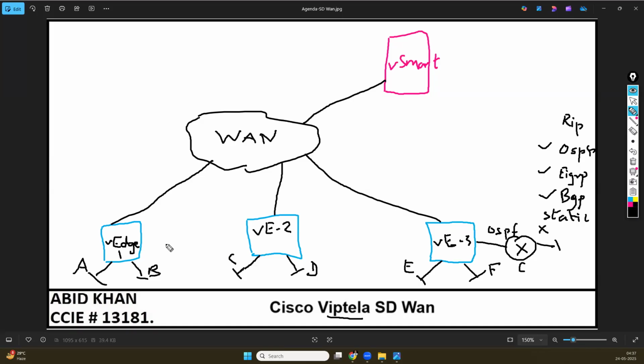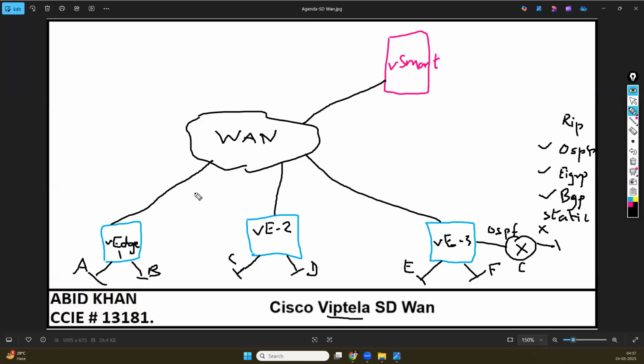There is no traditional routing running between these WAN edges, and they are not going to extend the routes directly. So how will the routes of WAN edge 1, this segment A and B, be learned by WAN edge 2, and vice versa? How will these three WAN edges extend their routes? They cannot extend directly, as I told you.